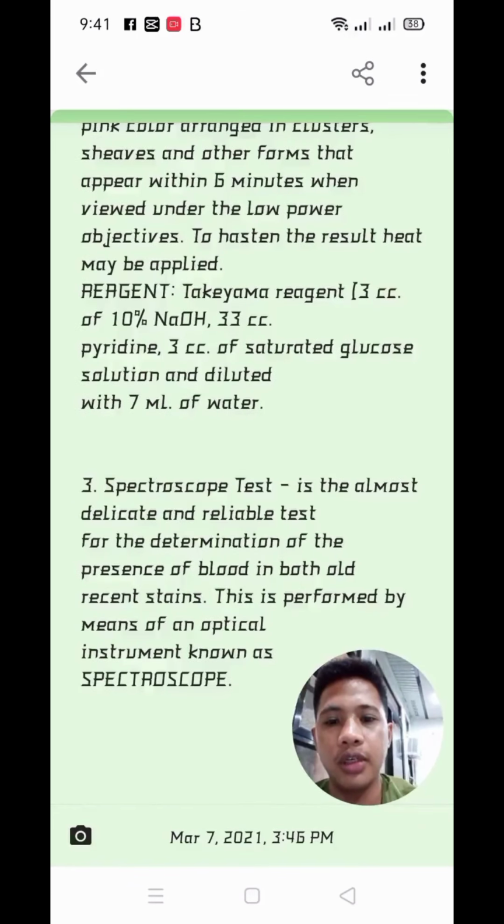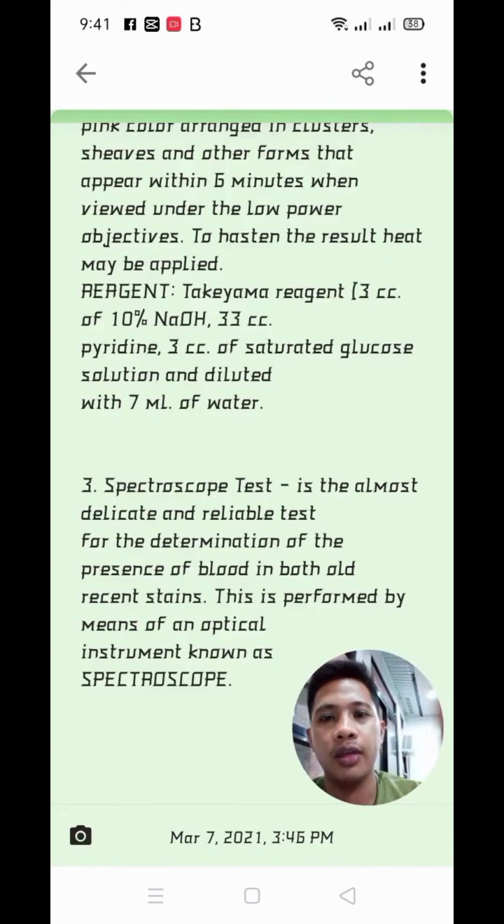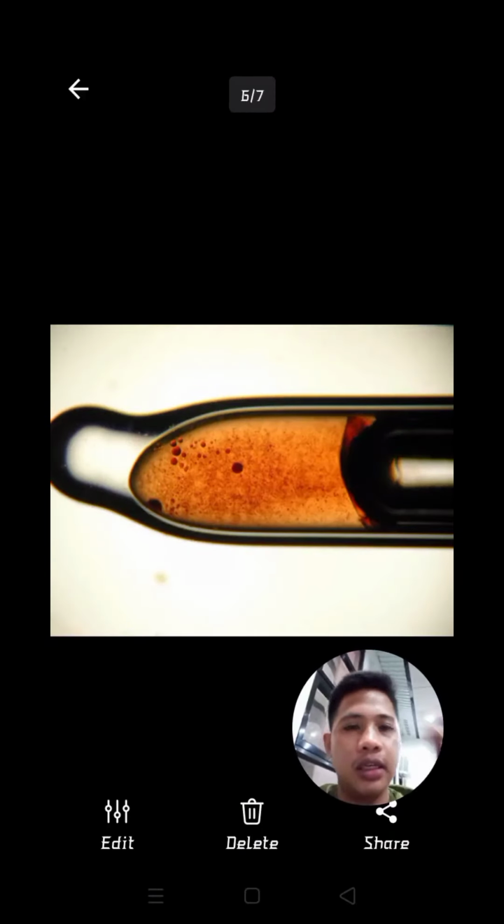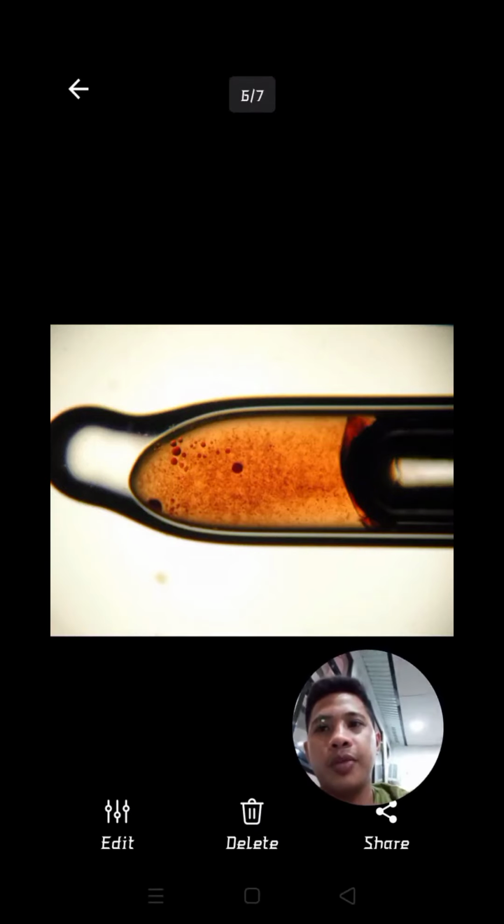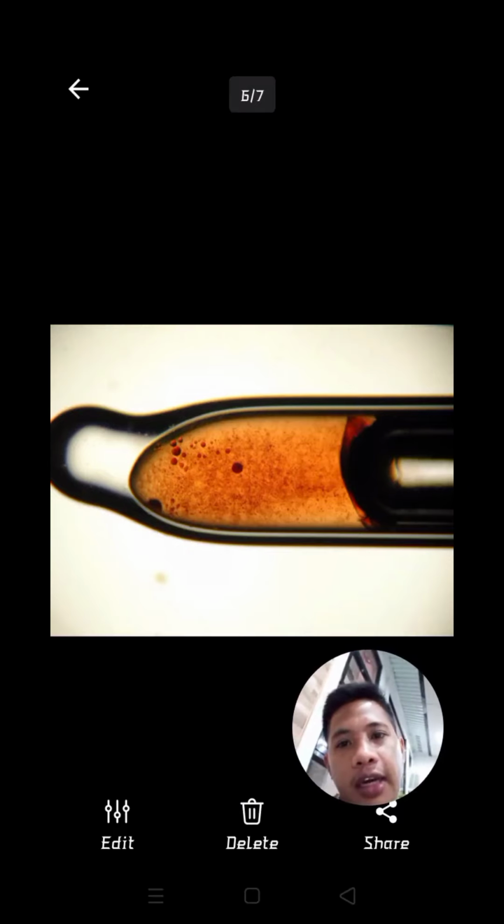Third, the spectroscopy test. The spectroscopy test is a class of tests which study the interaction of specimens with energy, usually in the form of light. So here, guys, they study what kind of specimen and energy they can obtain.